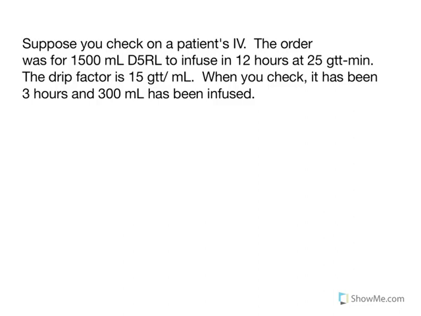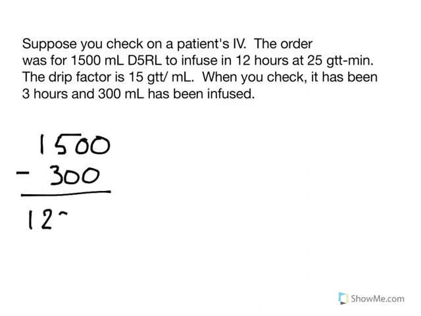The order originally was for 1,500 milliliters to infuse in 12 hours. But at the time that you enter the room, the order has changed. So what we're going to do first is find out how much infusion is left. That is, the original order was for 1,500 milliliters. We know that 300 milliliters has already been infused. We're going to subtract that and find that there are 1,200 milliliters remaining to be infused.